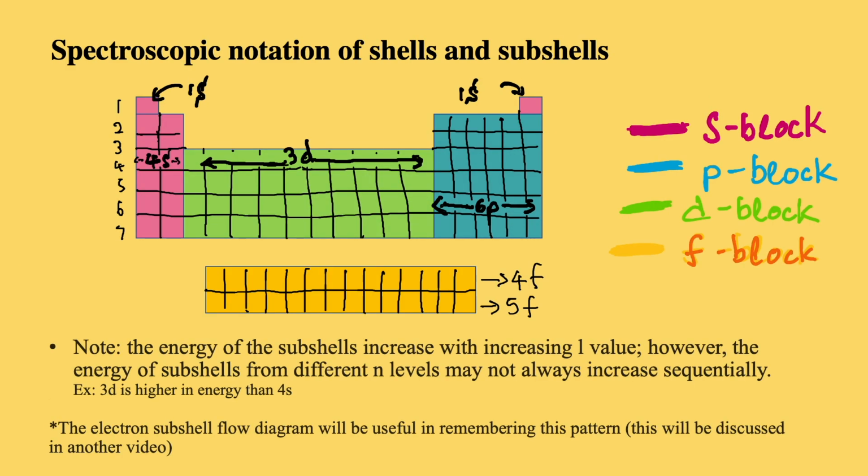The azimuthal quantum number can be more easily understood by the following periodic table diagram, where the spectroscopic notations are displayed. The energy of the subshells increases with increasing L value, similar to the n value. However, the energy of subshells from different principal energy levels may overlap, and therefore may not always increase sequentially. The electron subshell flow diagram will be useful in remembering this pattern, and this will be discussed in another video.